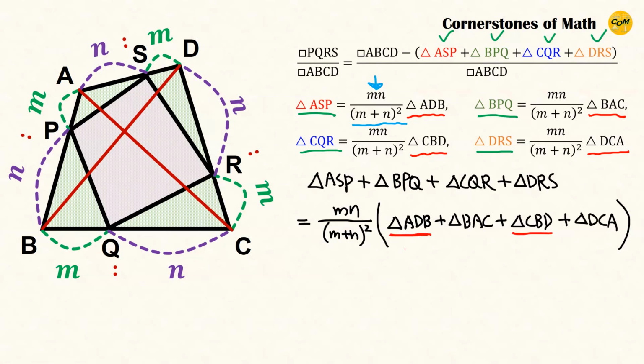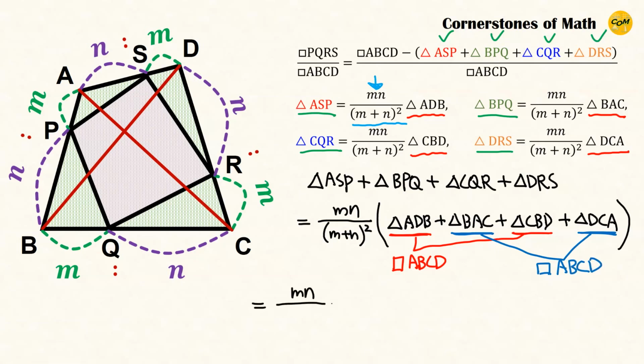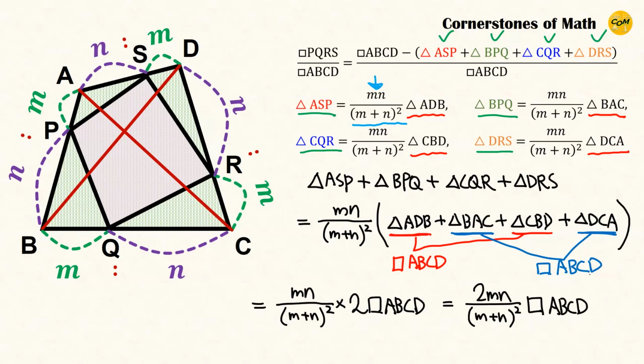Here notice that ADB plus CBD, which is this area plus this area, gives the area of quadrilateral ABCD, and this triangle BAC plus triangle DCA also gives the area of quadrilateral ABCD. Therefore, we have mn over m plus n squared times 2 times the area of quadrilateral ABCD. So we can write 2mn over m plus n squared times the area of ABCD.